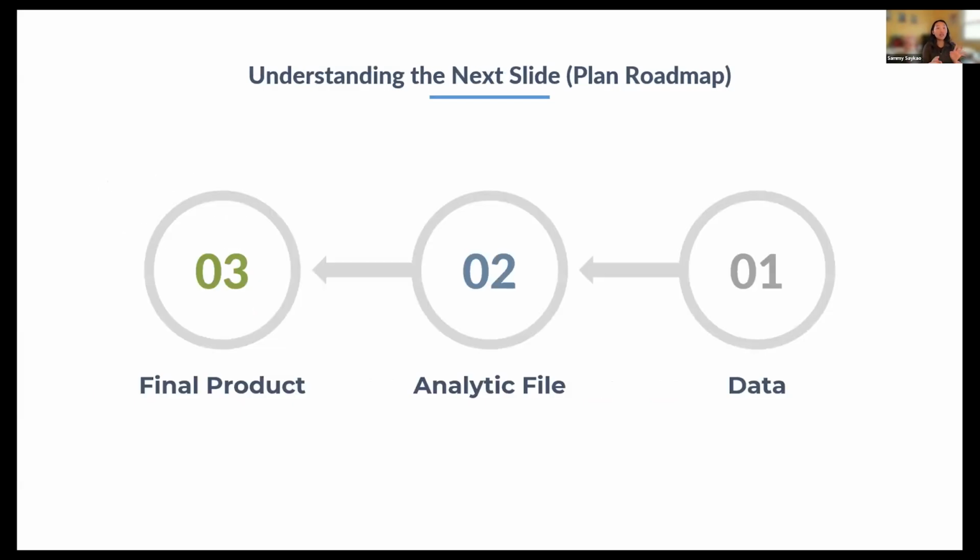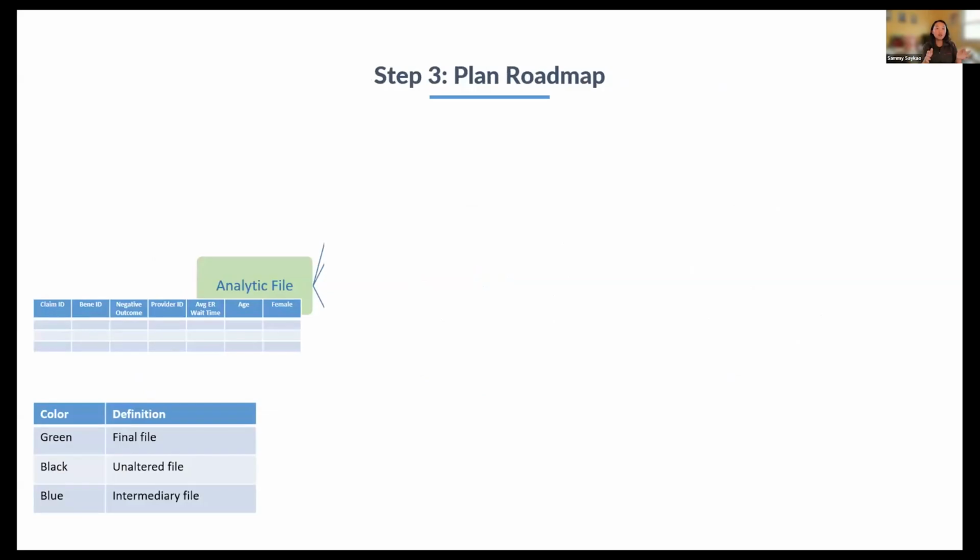All right, so now we're going to get into the detailed roadmap. We're going to think about what our final product is, and then how we can move backwards until we reach our quote unquote raw file. That's explained here. We have our final product, the analytic file, into the data. I start off with, okay, the analytic file will create the table that you see there.